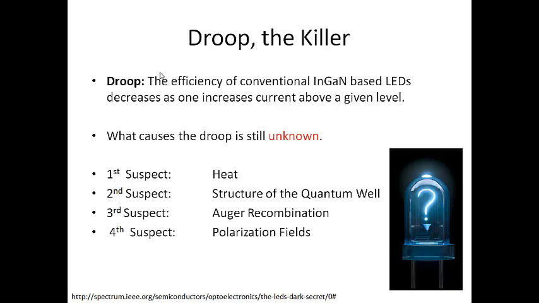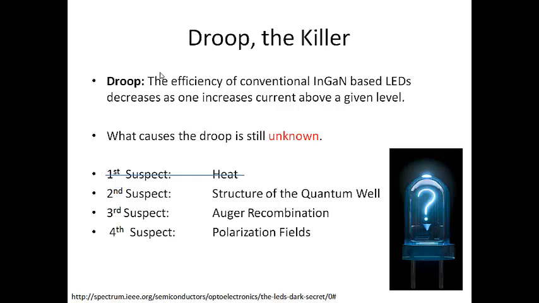Even Shuji Nakamura himself can't agree on the causes of the phenomenon. One suspect is heat, because heat will cause droop in arsenide LEDs. The researchers ruled out this possibility after noting that nitride LEDs always suffer from droop, even when driven by short pulse voltages with enough time for the device to cool down.